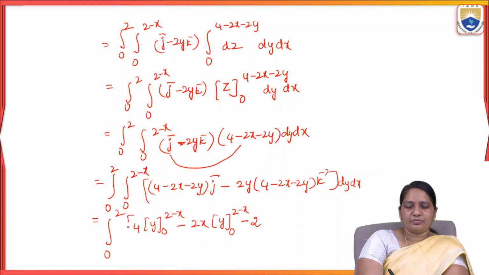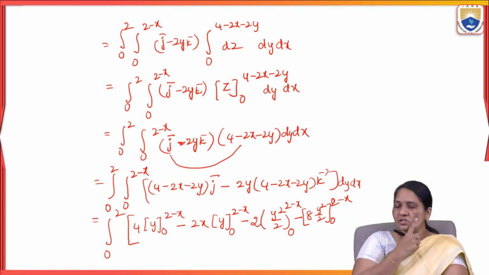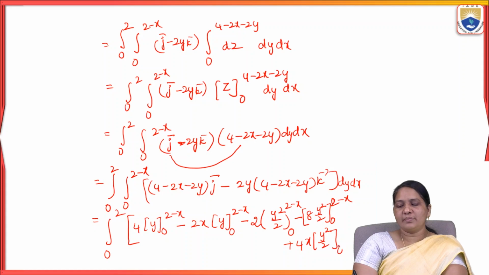Minus 2 into integral y dy. Integral y dy is y square by 2, limits are 0 to 2 minus x. Minus here 4 2s are 8. If you want, you can keep it like this: 8 into integral y dy, y square by 2, limits 0 to 2 minus x. So here this is the value. It's minus minus plus. Here 2 2s are 4, x is the constant, integral y dy is y square by 2, limits are 0 to 2 minus x. Next one is minus into minus plus again here.